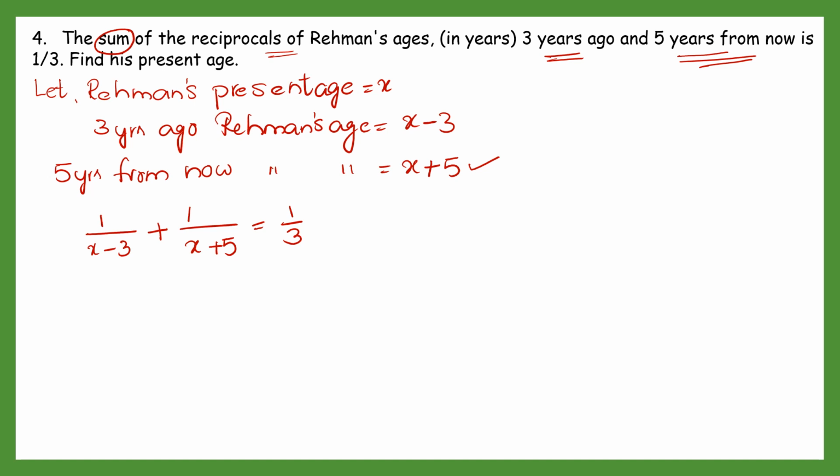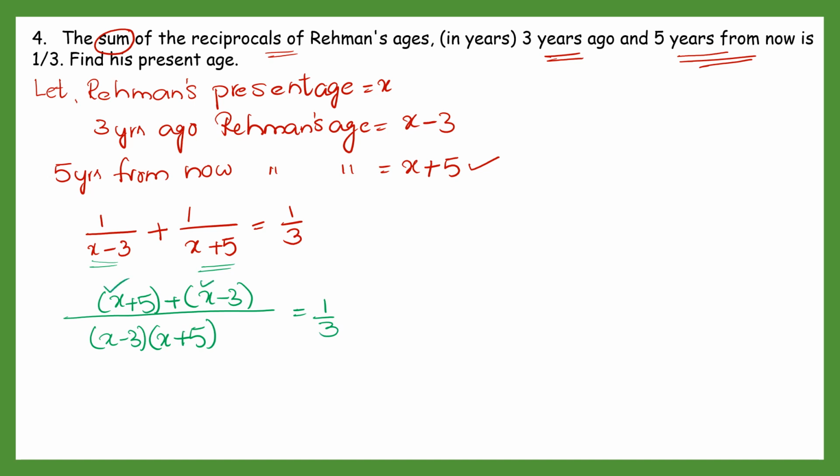So first let's solve it. x minus 3 is one denominator. x plus 5 is another denominator. If you take LCM you will get x minus 3 into x plus 5. In numerator, what will you get? x plus 5 plus x minus 3. This is equal to 1 by 3. x plus x, you will get 2x, plus 5 minus 3, you will get plus 2, by x minus 3 into x plus 5.